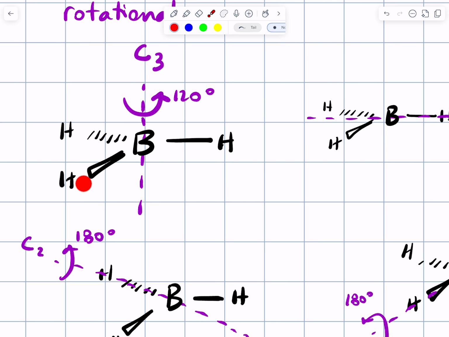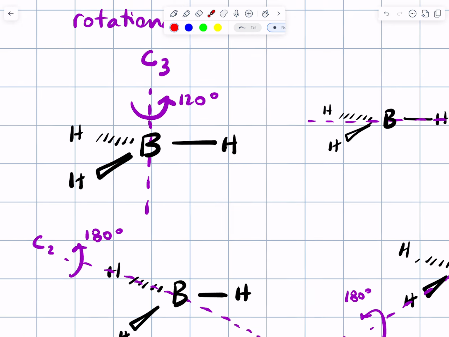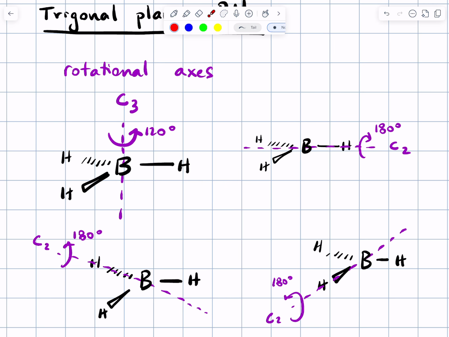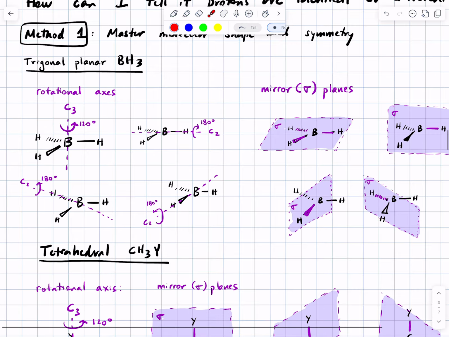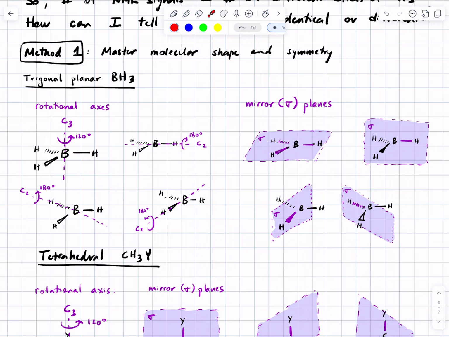You see that? Am I good? Okay. Another alternative would be a C2 axis of symmetry, which coincides with this BH bond. If we rotate by 360 divided by 2, or 180 degrees, this proton becomes that proton. They switch places. So both of these symmetry axes would tell you that these protons are identical with each other. Mirror planes could do the same.